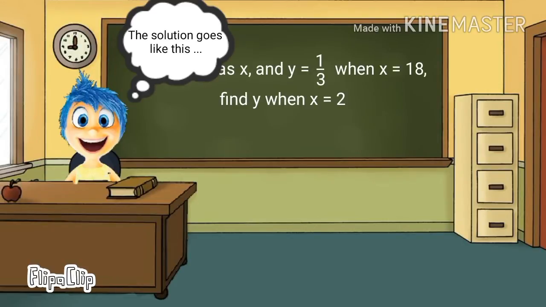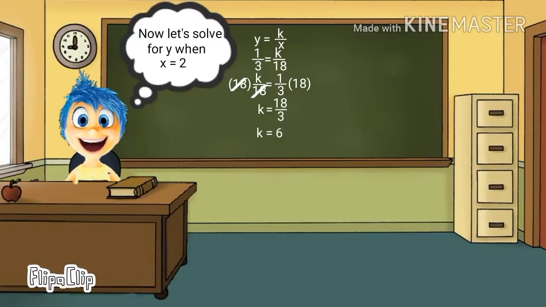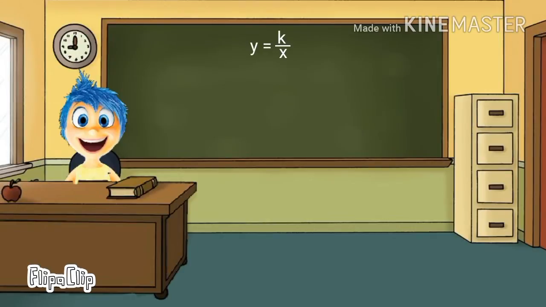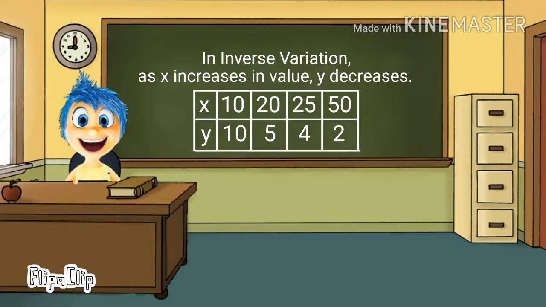The solution goes like this. y = kx. 1/3 = k/18. Multiply both sides by the denominator, which is 18, which results in k = 18/3. Then k equals 6. Now let's solve for y when x is 2. y = kx, y = 6/2, then y is 3. Thus, y is 3 when x is 2. In inverse variation, as x increases in value, y decreases.